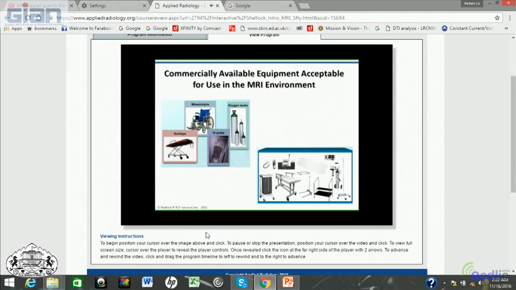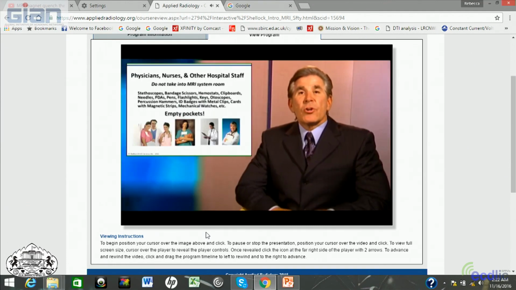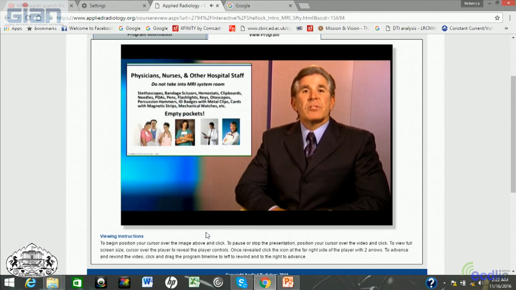Unfortunately, there are many commercially available devices including wheelchairs, gurneys, IV poles, instrument stands, oxygen tanks, laundry carts, cleaning devices, and tools that are made from materials which allow them to be safely used in the MRI environment. Physicians, nurses, pharmacists, respiratory therapists, and other hospital staff members must remember to remove all personal items and to empty their pockets before entering the scanner room.